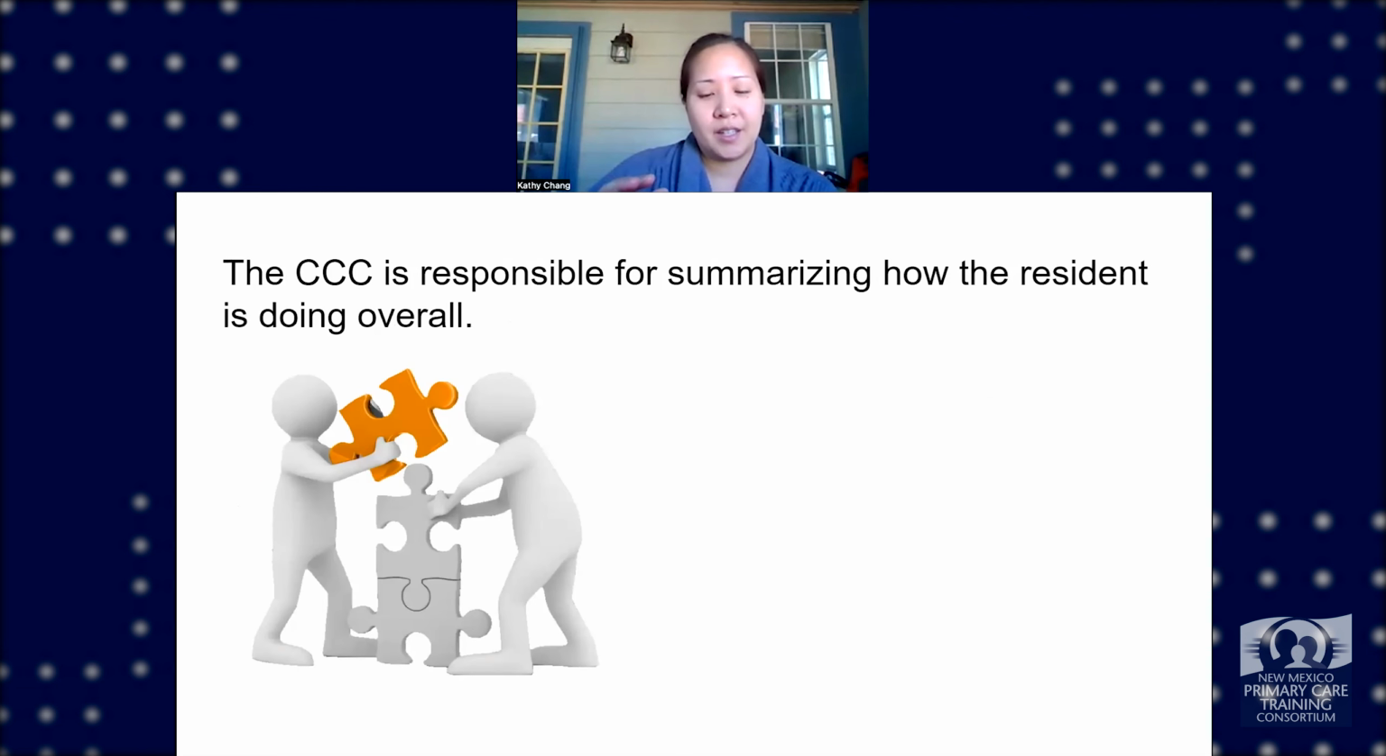So then, part of the role that I think most faculty are part of in resident education and evaluation is not what the CCC is doing, though some of you may also be involved in the CCC process. But just so you can know what it is that they're doing and what you are responsible for if you're not part of CCC, the CCC is responsible for doing that summative assessment, right? Summarizing how they're doing overall.